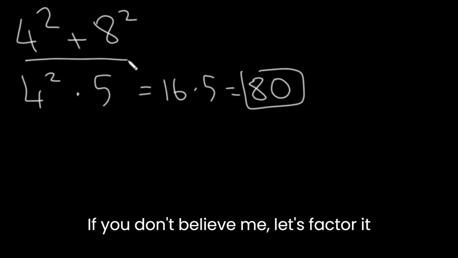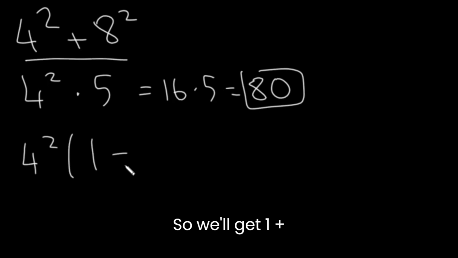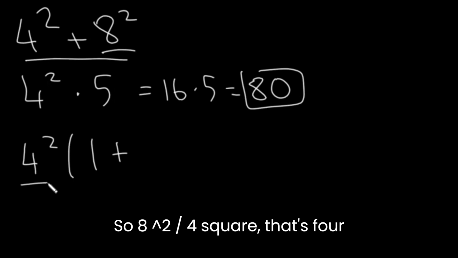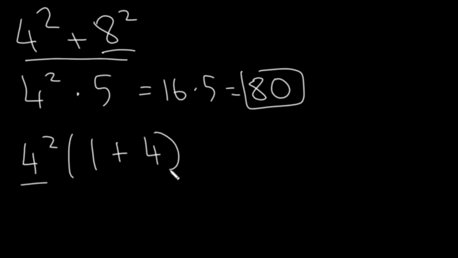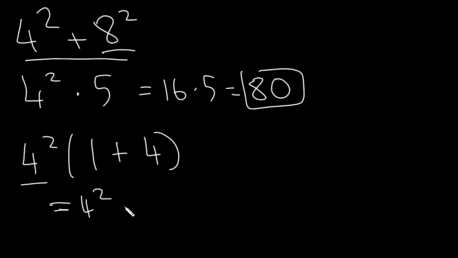If you don't believe me, let's factor it again. Let's factor out the 4 squared. So we'll get 1 plus, so 8 squared divided by 4 squared, that's 4. This will be 4 squared times 5.